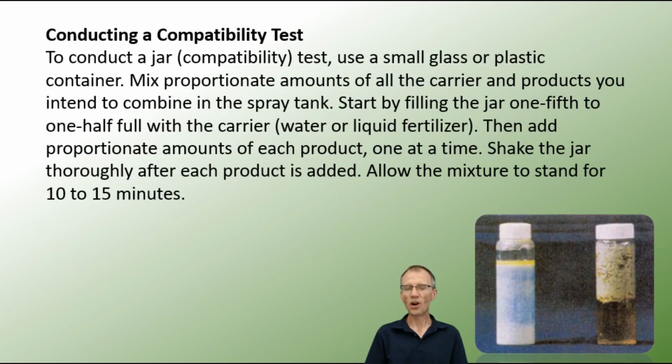To conduct a jar compatibility test, use a small glass or plastic container. Mix proportionate amounts of the carrier and products you intend to combine in the spray tank. Start by filling the jar 1/5 to 1/2 full with the carrier, water or liquid fertilizer. Then, add proportionate amounts of each product, one at a time. Shake the jar thoroughly after each product is added. Allow the mixture to stand for 10 to 15 minutes.